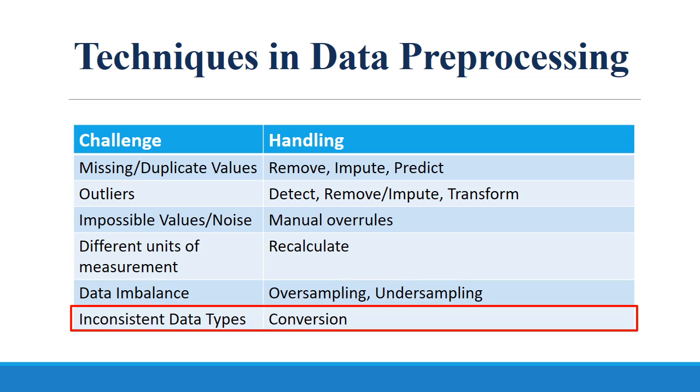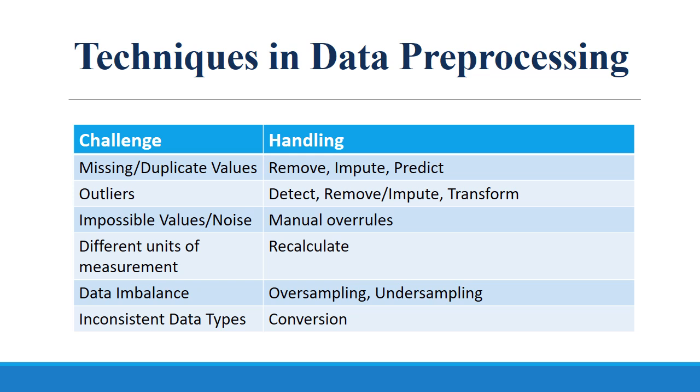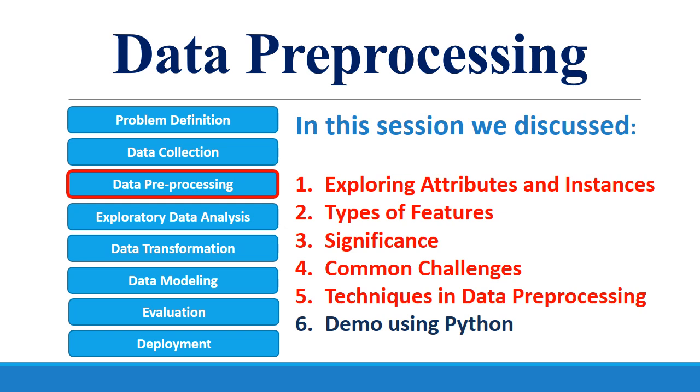Data may come in various formats, and converting these to consistent data types is essential for accurate analysis. For example, date fields stored as strings should be converted to datetime format, and numerical data stored as text should be converted to appropriate numeric types. By addressing these challenges effectively, data preprocessing improves the quality of data, thereby enhancing the performance of the data analysis and machine learning models. In this session, we explored attributes and instances, different types of features, significance of data preprocessing, and some common challenges and the techniques to solve them.